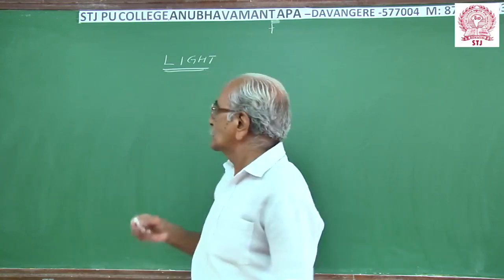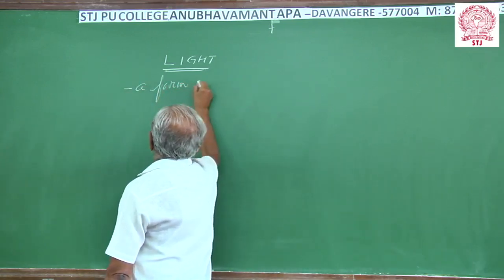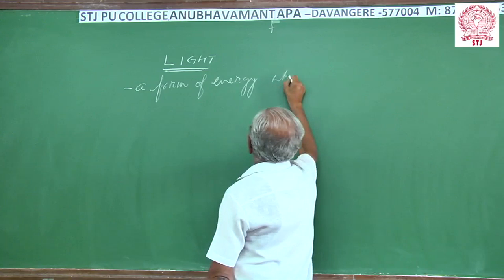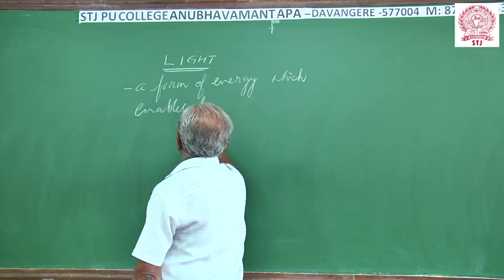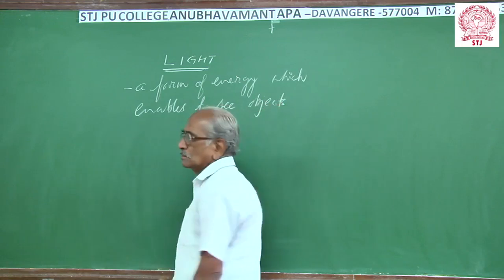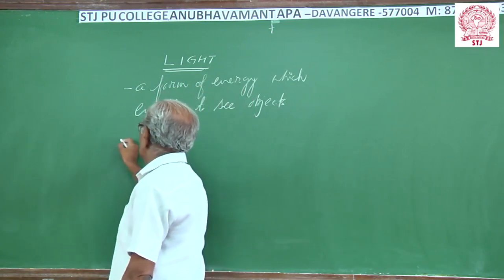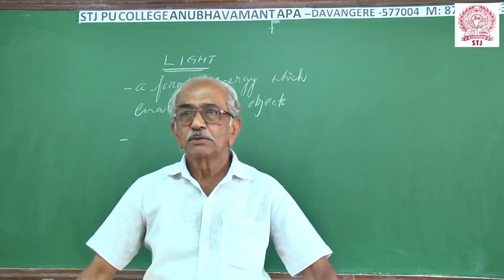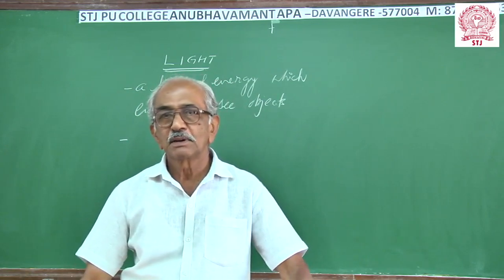Light is a form of energy which enables us to see objects around us. The nature of light is electromagnetic. Light forms a very small part of a very wide electromagnetic spectrum.